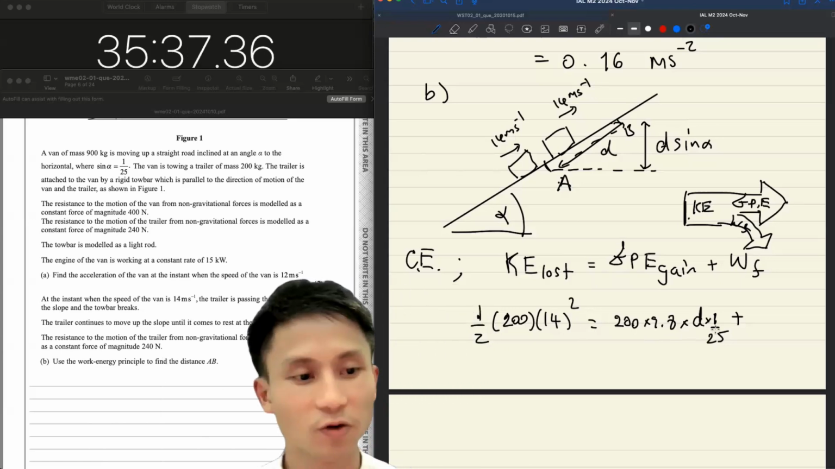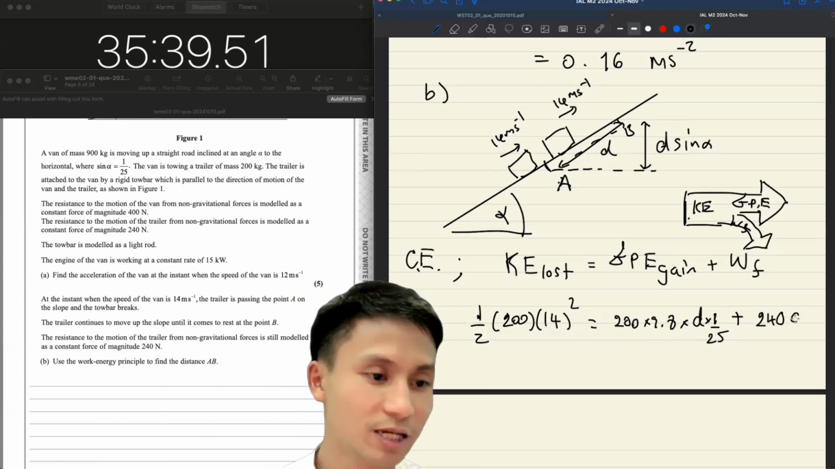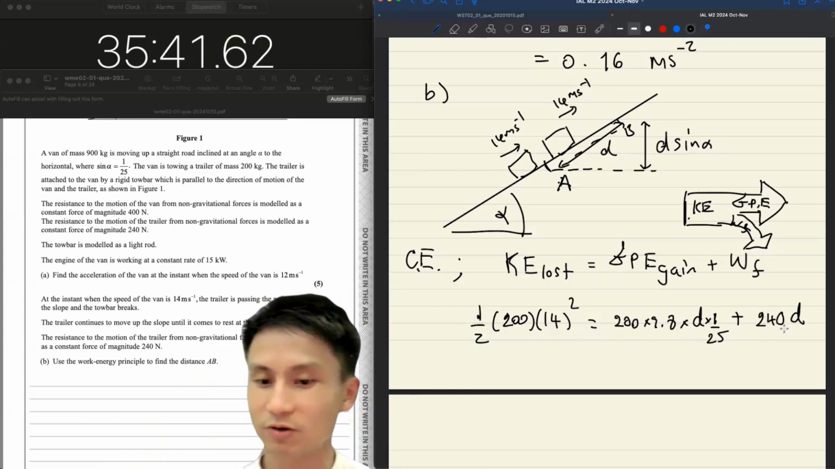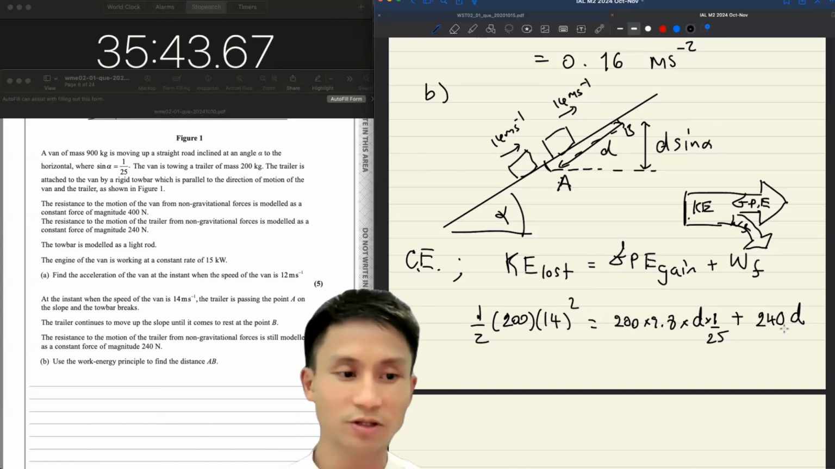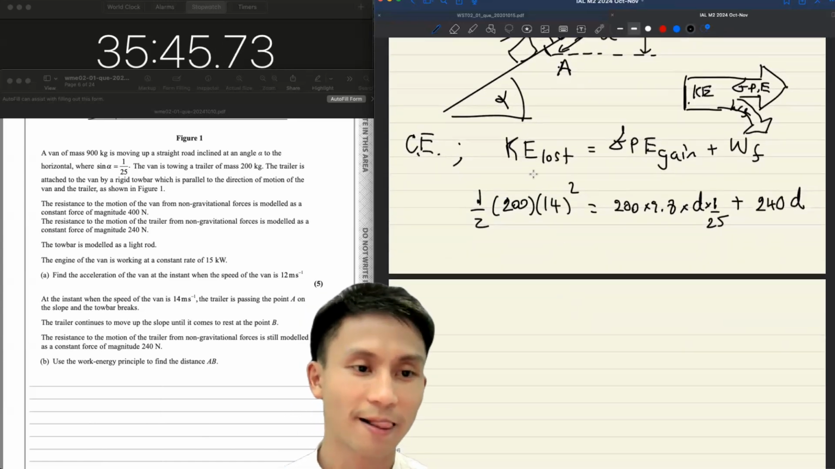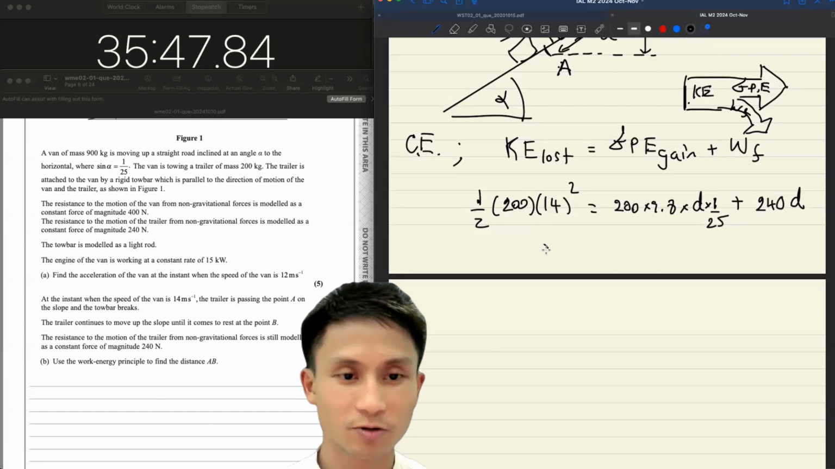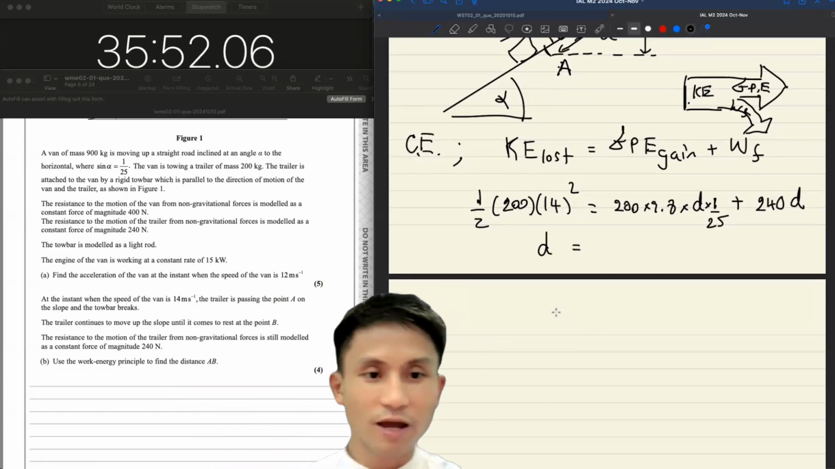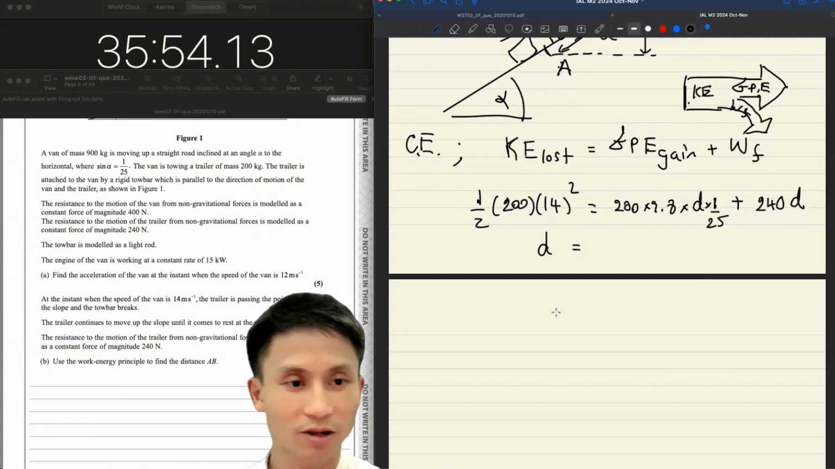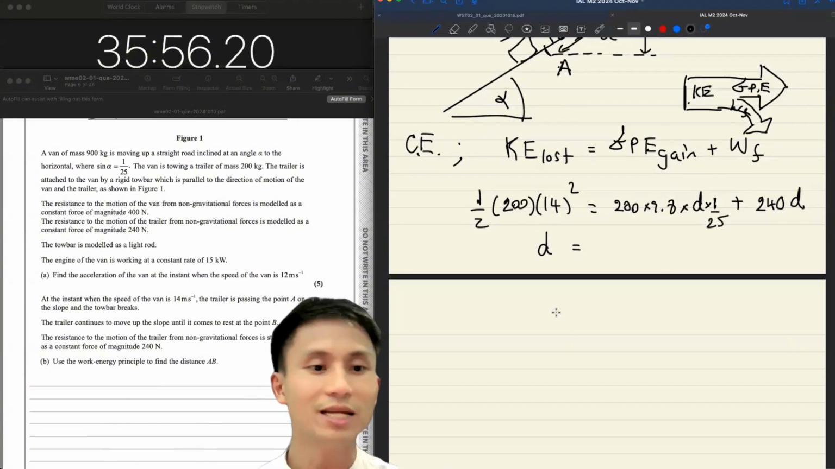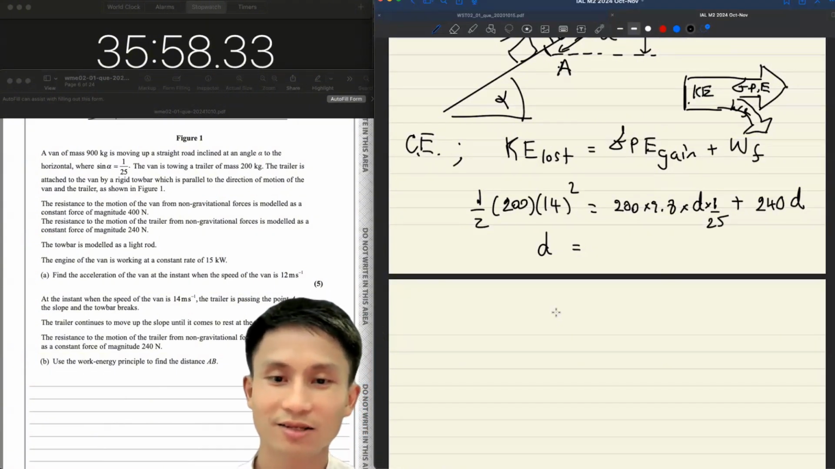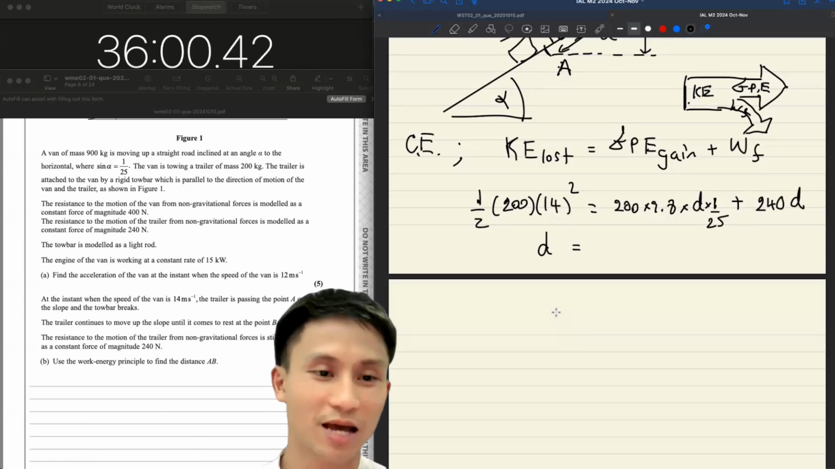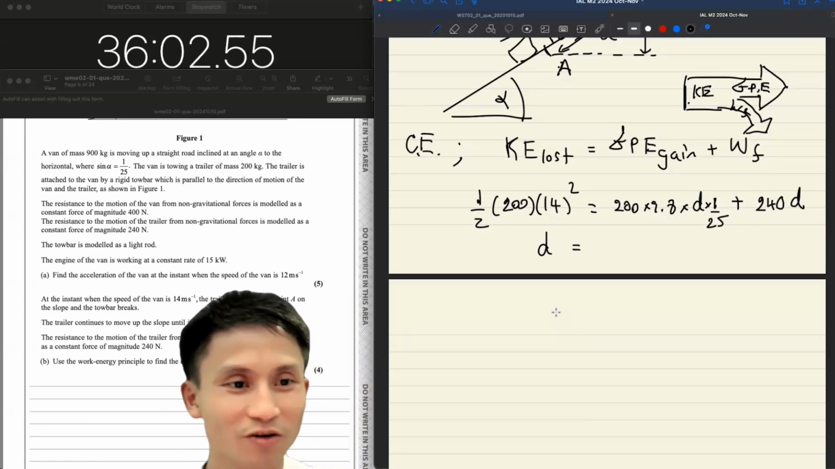Friction is the same as 240, so that's 240 times d. So that's it. That's the equation. Very simple. You just solve for distance AB, which is the d there. Okay, so I'm just going to do the algebra there in my calculator. If you can move everything in the calculator, that's going to be fast. You don't need to simplify anything. This is a further math paper, guys, so you don't need to show a lot of working there.